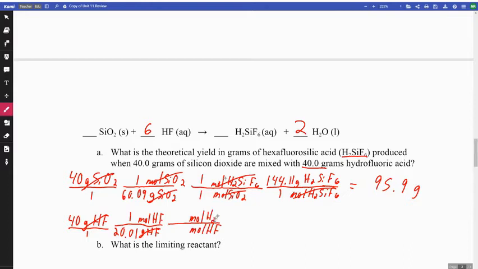Moles of H2SiF6 on top. Oops, that should be an I. SiF6 on top. 1 coefficient for that, 6 coefficient for that. Moles of HF cancel out. Moles of that is left. That's not where we want to be. So moles of that on top.